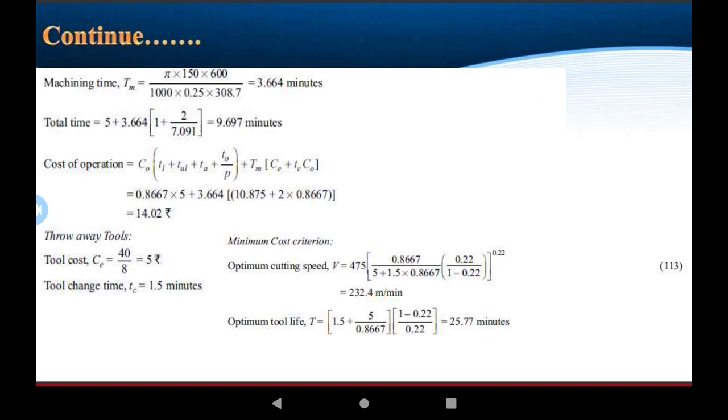Cost of operation: find out the total cost in this operation.